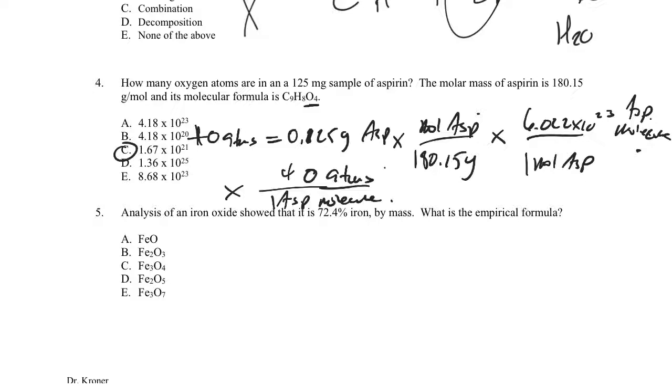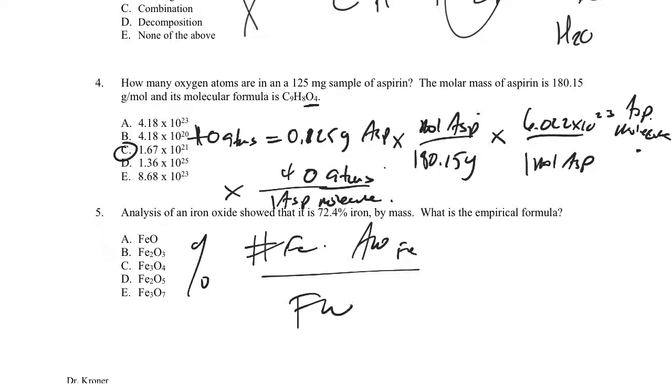Analysis of an iron oxide showed that it is 72.4% iron by mass. What is its empirical formula? All right, it's kind of a tricky question in a way, but let's think about what this means. So this is using the percent mass. So remember the percent mass. We take the number of iron in the formula times the mass of iron from the periodic table, atomic weight of iron, divide by the formula weight of the thing times 100%.